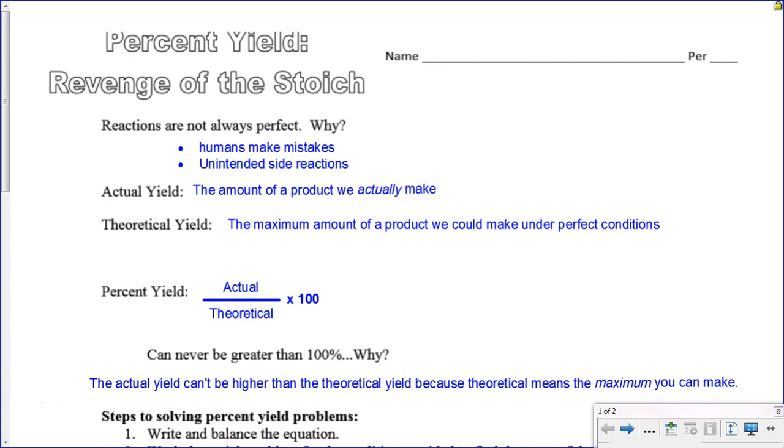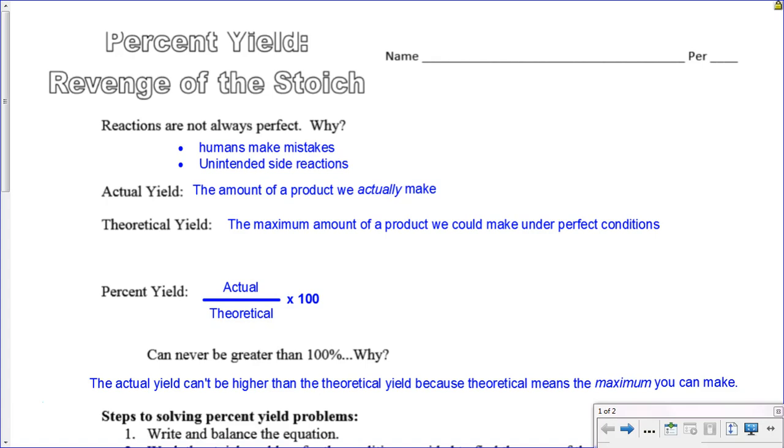All right, and the reason is because humans make mistakes. We might measure out the wrong amount. We might heat it incorrectly. There are all sorts of things that can go wrong in a chemical reaction, and so we just won't produce as much of the product as we would like.